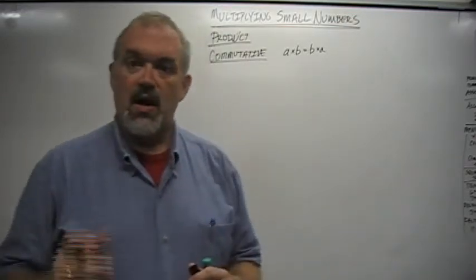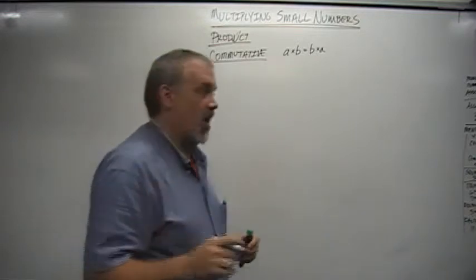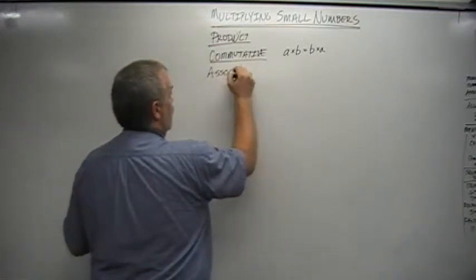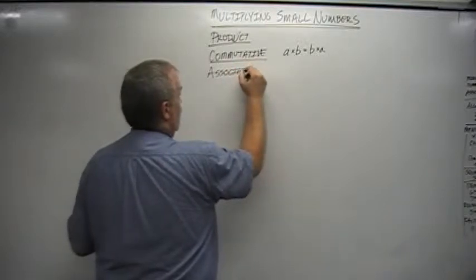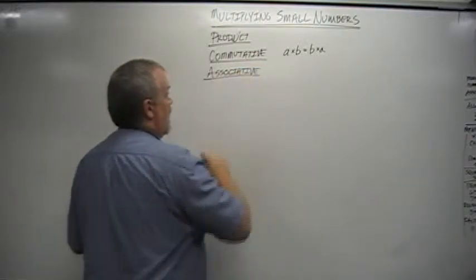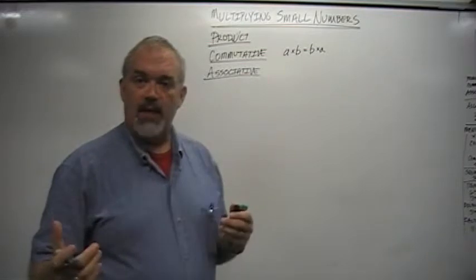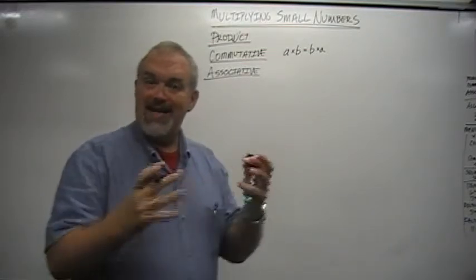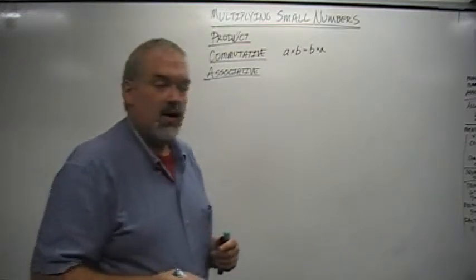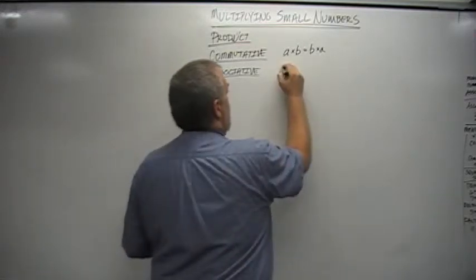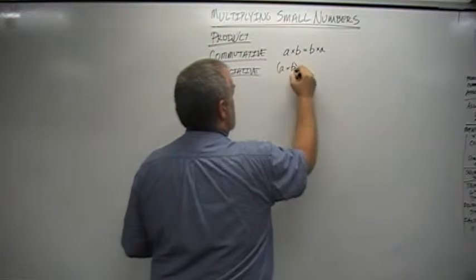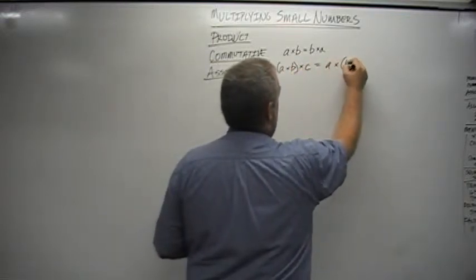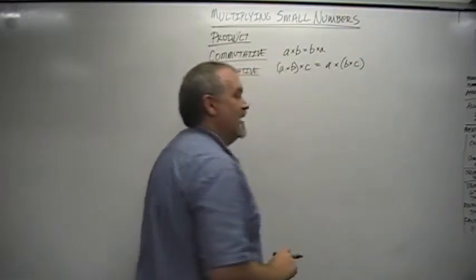Doesn't matter the order. Closely related to the commutative property is the associative property. And the associative law, or property, says that even when we have brackets, if they're all multiplication, it doesn't matter where the brackets are. And we write it this way. A times B, in brackets, times C is the same thing as A times B times C, in brackets.